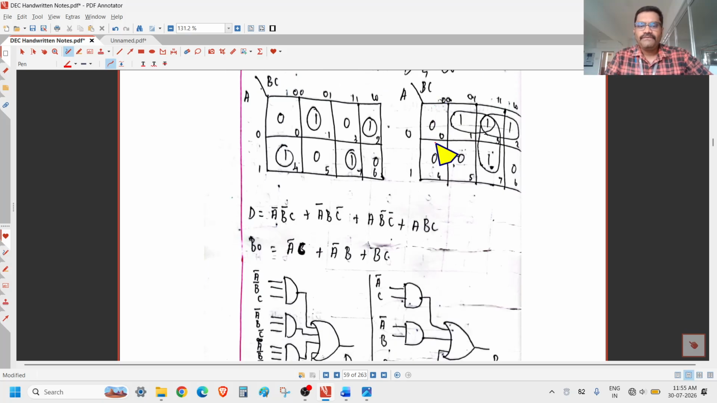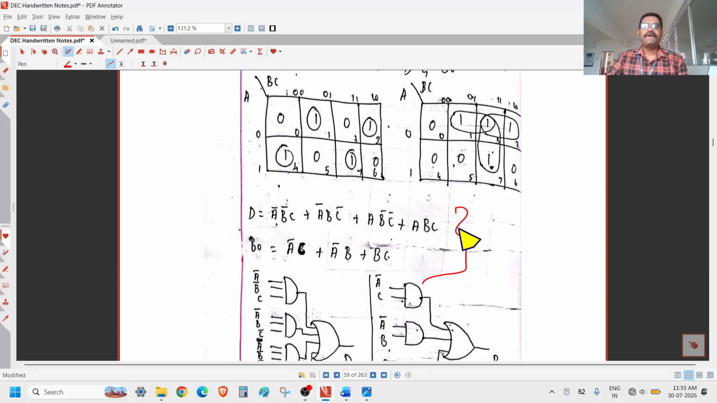Again, if you simplify the K-map now, this is the result you can get. The difference is A bar B bar C plus A bar B C bar plus A B bar C bar plus A B C, and for B naught, that is borrow out, A bar into C plus A bar into B plus B into C bar.